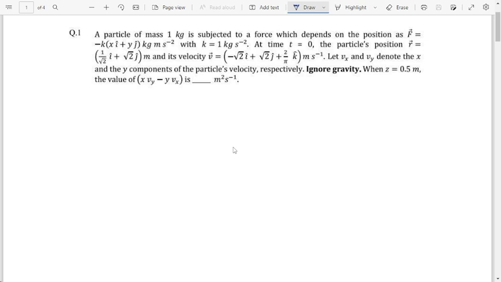And if you get that correct, you get plus 3. However, if you get that wrong, you get minus 1. If you leave it unattempted, then you will get 0.